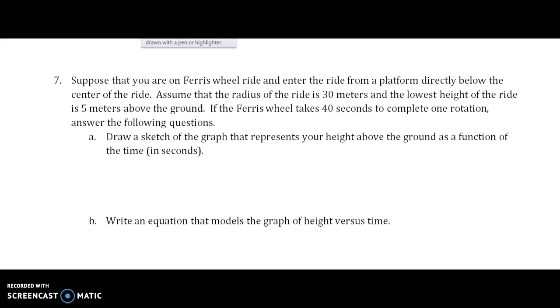Okay, so a Ferris wheel. Hopefully we can agree that a Ferris wheel is round. So you've got this round circle here. And if you've ever ridden a Ferris wheel, you enter on a platform. So this is the platform. I'm drawing a really rough sketch. And it's below. Now the Ferris wheel, that circle, does not touch the ground.